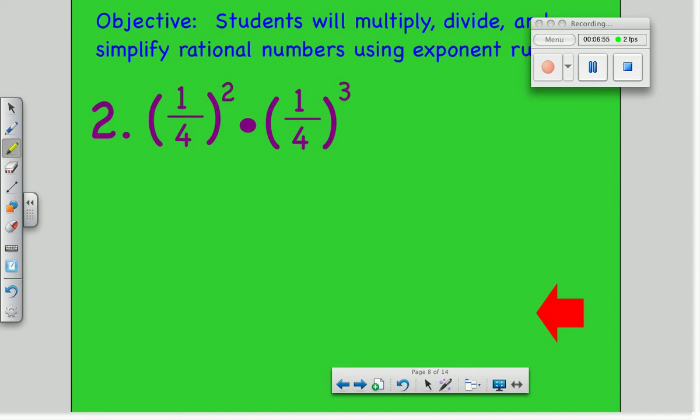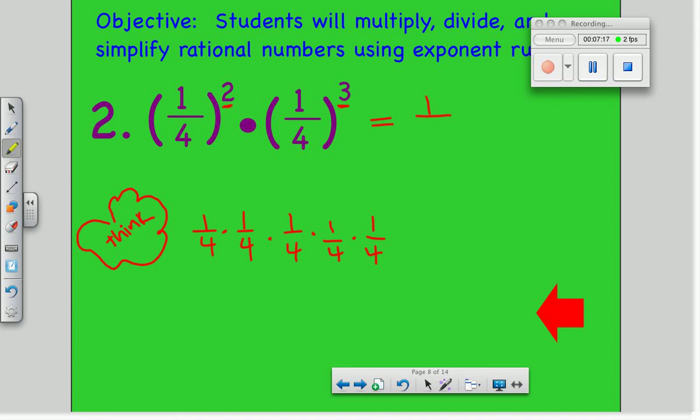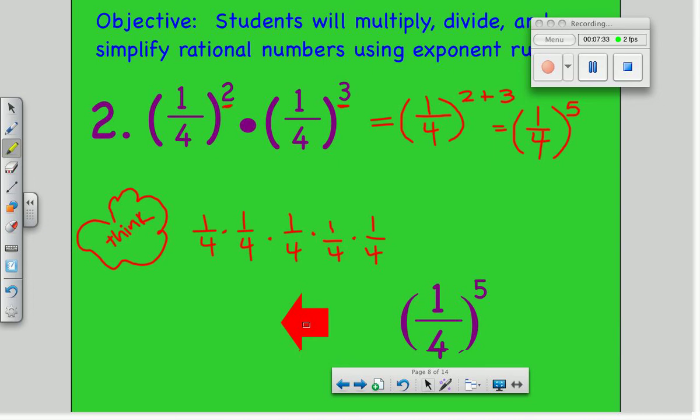So, again, think 1/4 times 1/4. I have 2 of them. And now how many do I have? 3 more. 1, 2, 3 more. You're doing the base, adding the exponents, 2 plus 3. So we have 1/4 to the power of 2 plus 3, which is 5.